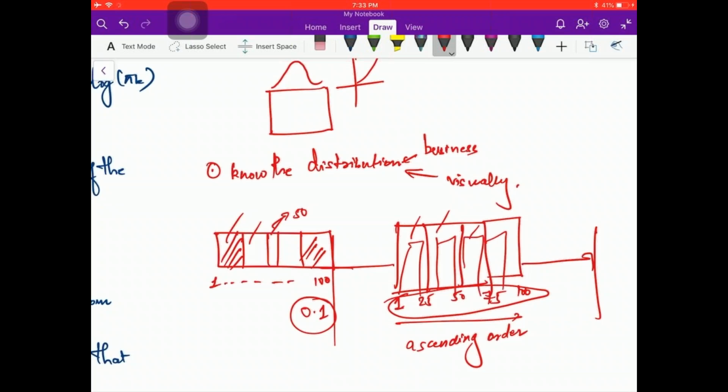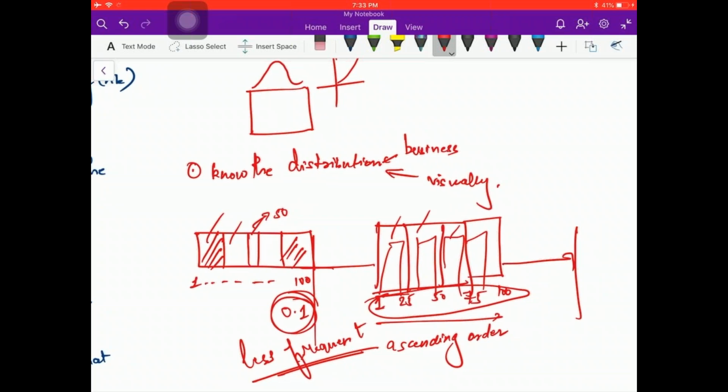Now, I hope you understand the frequency term: the number of occurrences of that bucket. For 1 to 25, how many times has it occurred; for 25 to 50, how many times has it occurred. Suppose there's a data point which has occurred just once and is very far off from your normal frequency data. Then this is an outlier for your data, right?